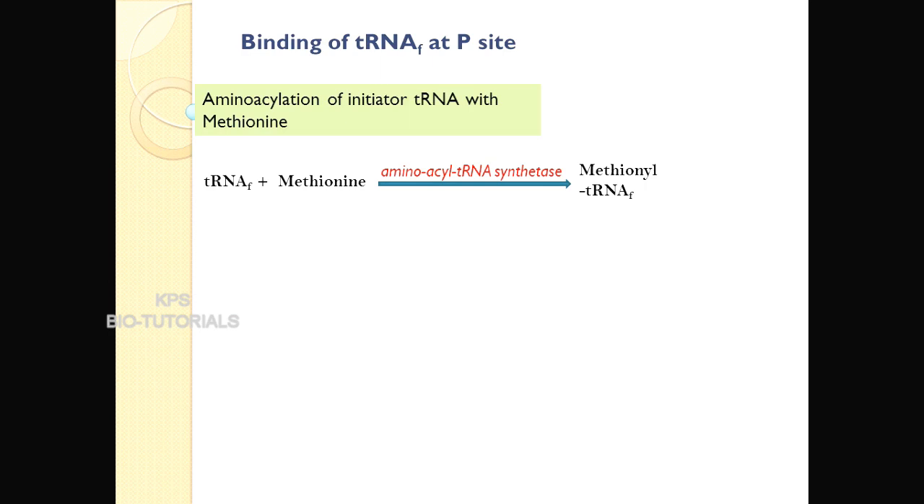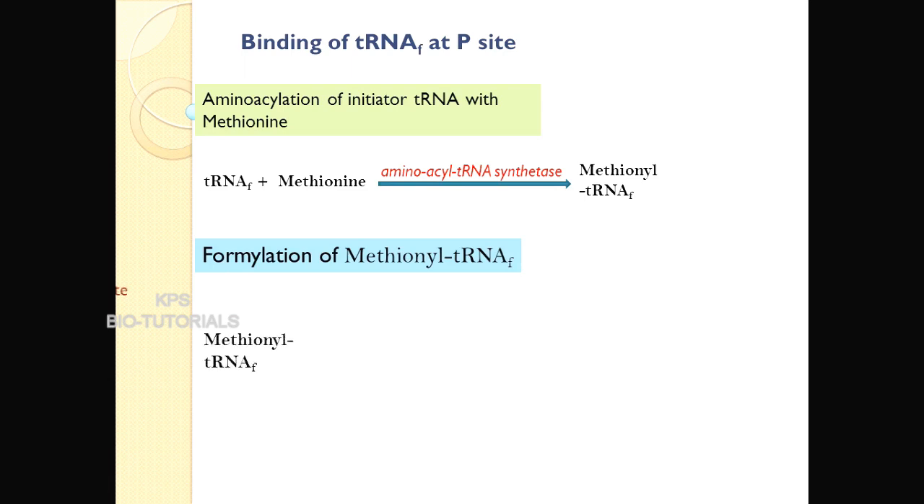This formylation occurs with the help of N10-formyl tetrahydrofolate. That means a formyl group from the N10-formyl tetrahydrofolate is given to methionine tRNA-F, or the methionine amino acid bound to the tRNA-F. Thereby N10-formyl tetrahydrofolate becomes tetrahydrofolate, and the methionine on the tRNA-F becomes formyl methionine. So at the end of this reaction, a compound, namely N-formyl methionine tRNA-F, will be formed.